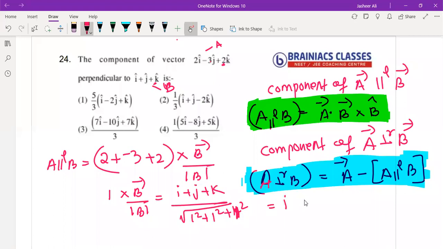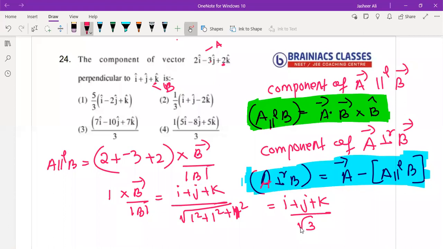So what will we get? I plus J plus K divided by what will we get? What is the value for this? Root of 1 squared, that is root 3. That is, root 3 will come. Understood? Yes, sir.